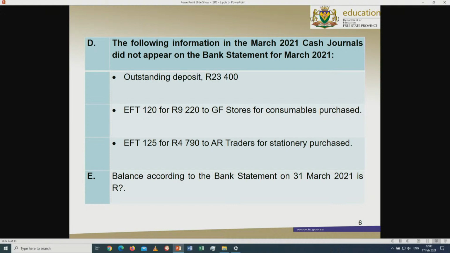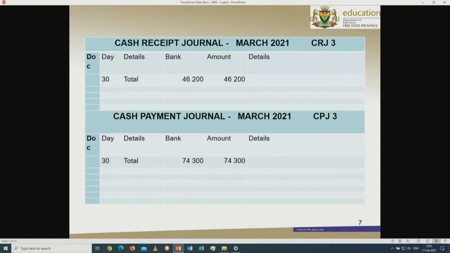Remember, I said with EFT it's possible because you might do a transfer and then it appears afterwards, or the last day of the month, and then you'll only get the bank statement in the following month or so on. Information E, balance according to bank statement on 31st March 2021. It's a question mark. If it's like that, it means it's an unknown figure. We're supposed to calculate that figure. So let's check. You'll be given the answer sheet in accounting, so it won't be a problem.